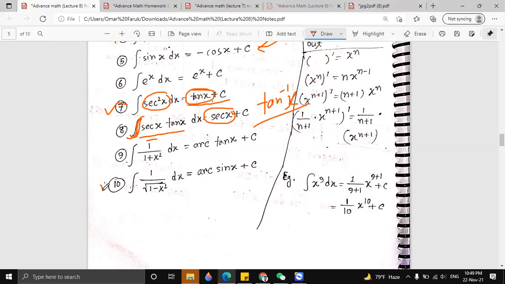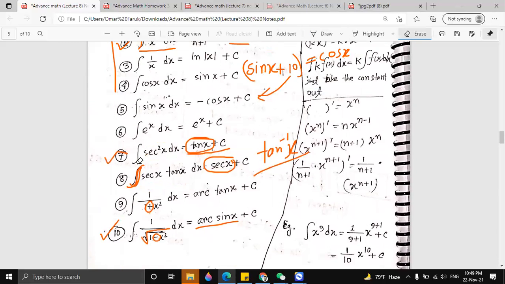So now let's go to number 10. We have integration of 1 by root over 1 minus x square dx. So the formula is arc sin x. So you look at the sign here. Here is plus and here is minus. And also here is another thing, that is root over. Okay. So this is all the formulas for integration.